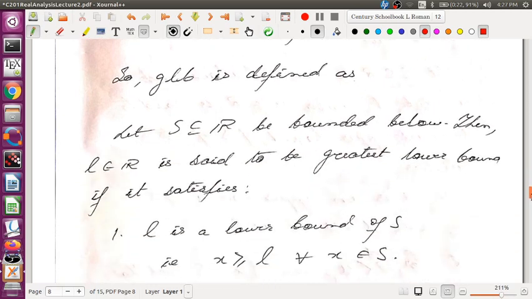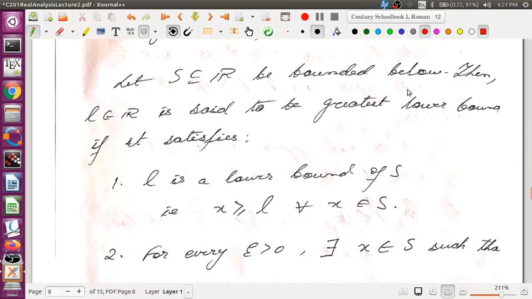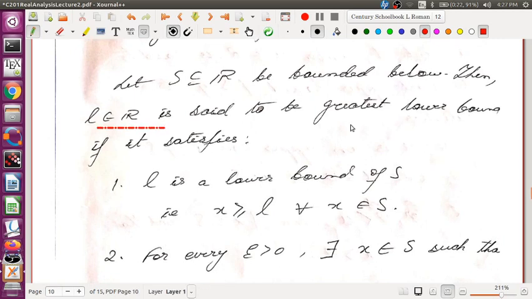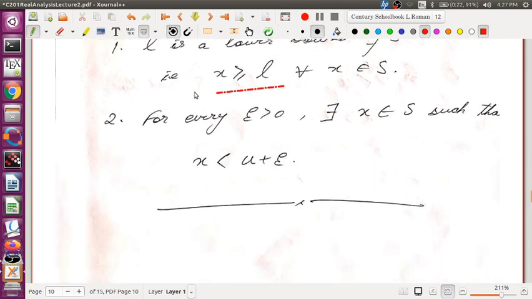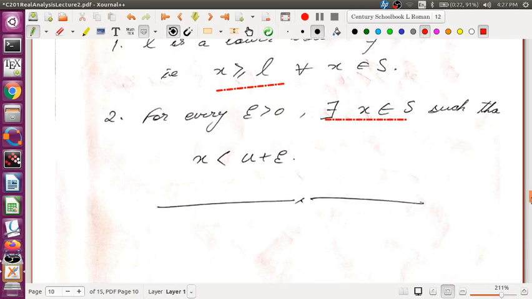So greatest lower bound is defined as: let S subset of R be bounded below, then L belongs to R is said to be greatest lower bound if it satisfies the following two conditions. L is a lower bound, first of all, x should be greater than or equal to L for every x inside S, and for every epsilon greater than 0, there exists an x inside S such that x is strictly less than L plus epsilon. There is at least one element for every epsilon which is strictly less than L plus epsilon. That means no number greater than L can be a lower bound. Okay, that is the concept.